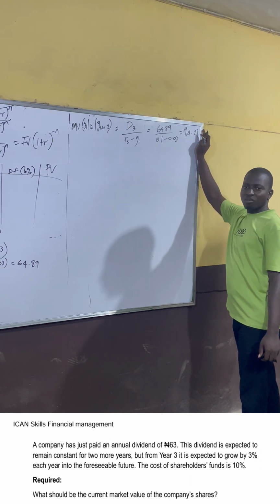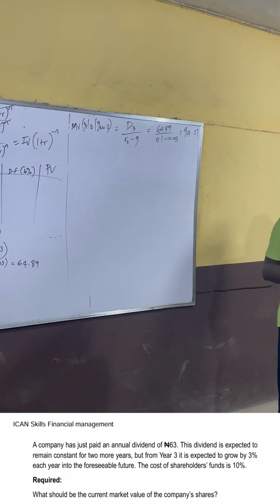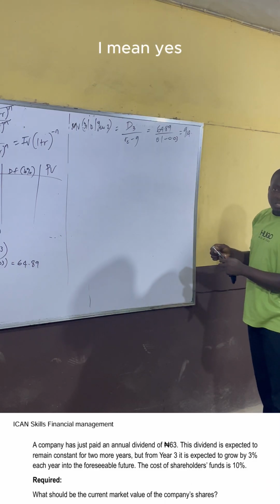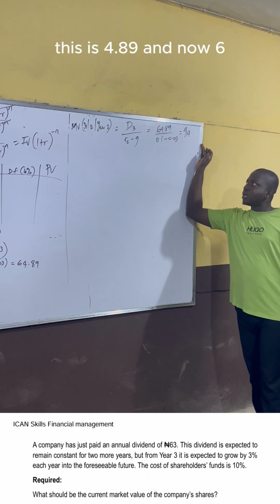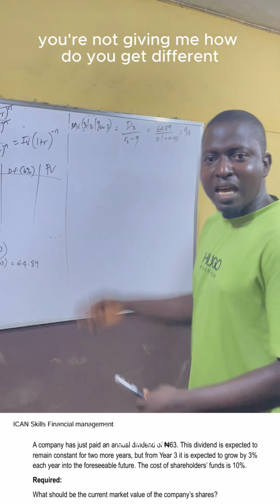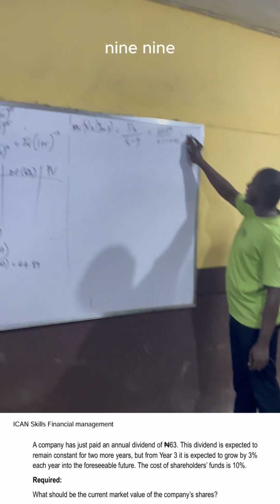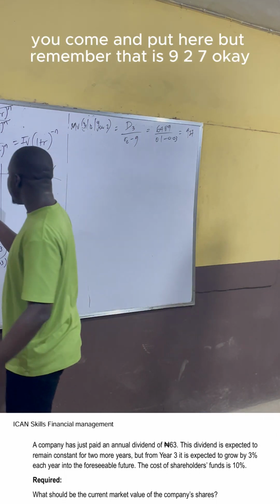Calm down. You talk too much. You are recording this. 0.29. 9 to 7. That's why I get this point I carry now. 9 to 7, abi? Yes. So please let me read. This is 4.89. Let me see what you did. We use point 89. Oh, yeah. I thought 9 to 7. So now, 9 to 7 will come and put here.